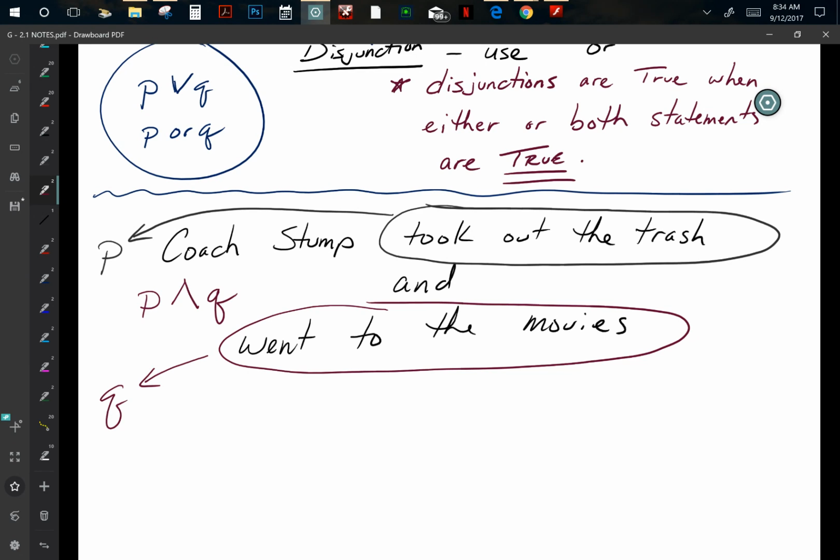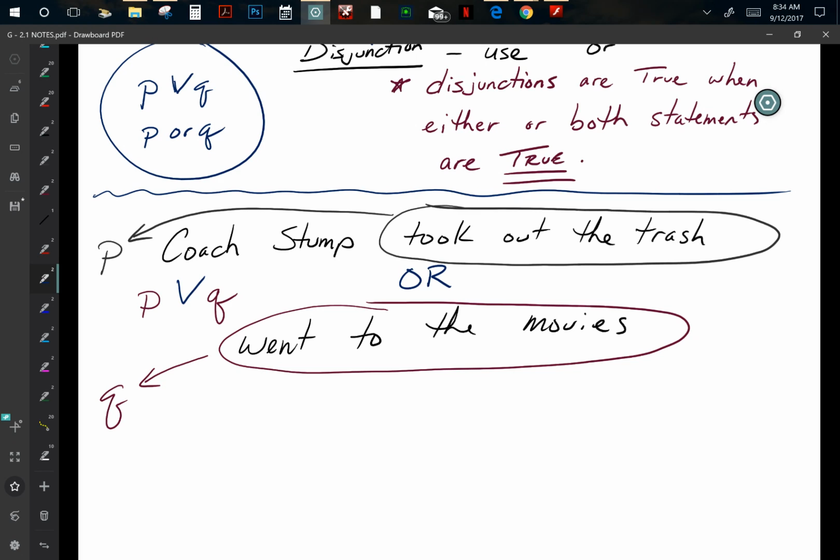Another thing, what if I change that to or? This changes a lot, doesn't it? Now, let's say I took out the trash, but I didn't go to the movies. Is this a true statement? Yes, because on or, I only have to do what? One or the other. Make sense?